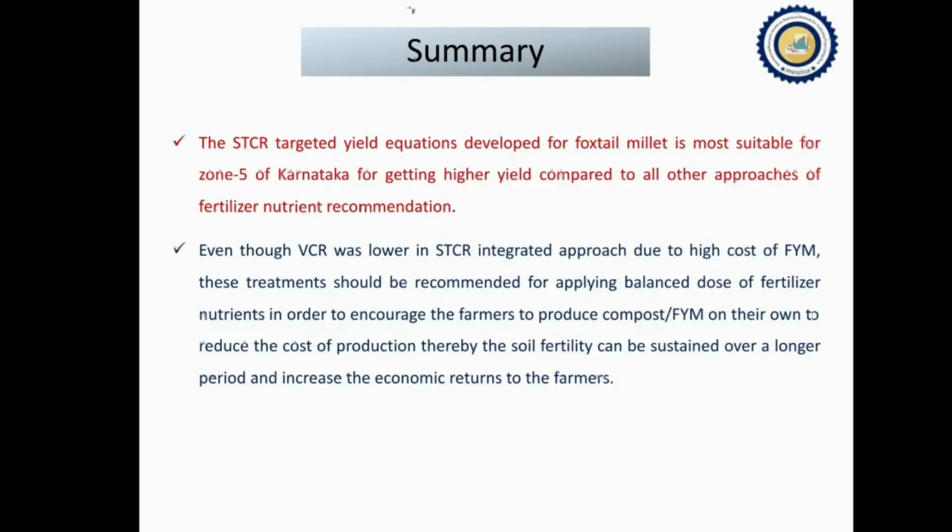So with this, I would like to summarize my topic: the soil test crop response based targeted yield equations which we have developed for foxtail millet are most suitable for zone 5, that is the eastern dry zone of Karnataka, in order to achieve higher yield when compared to other approaches of fertilizer recommendation like the soil test laboratory approach or the general recommended dose mentioned in our package of practice, and also the farmers' practice.